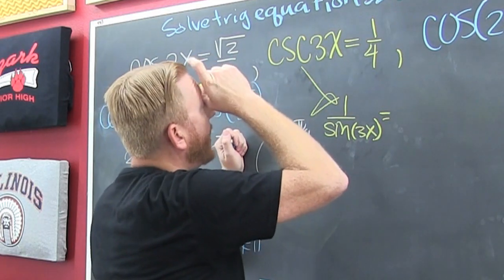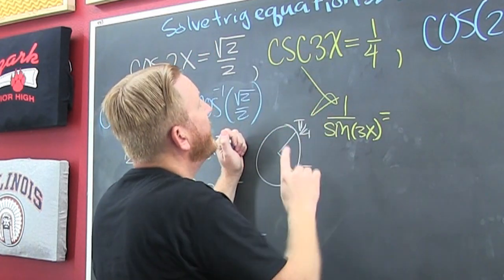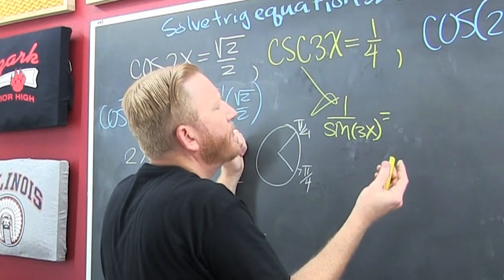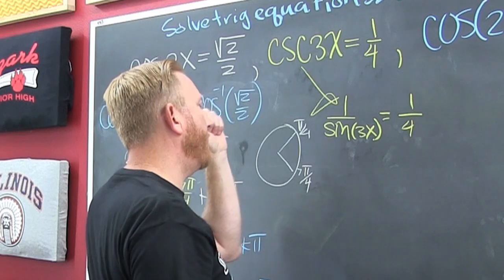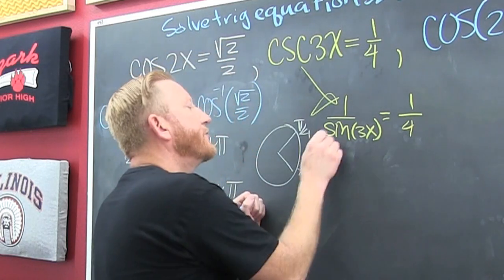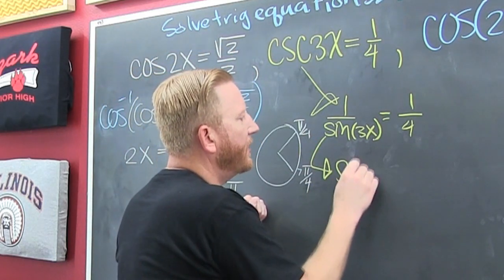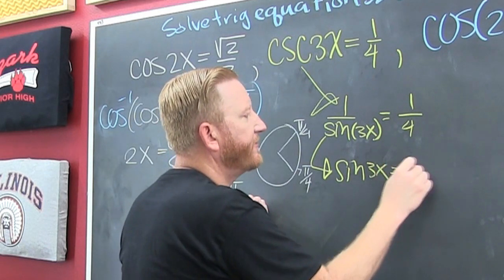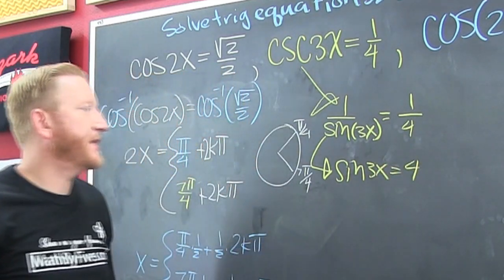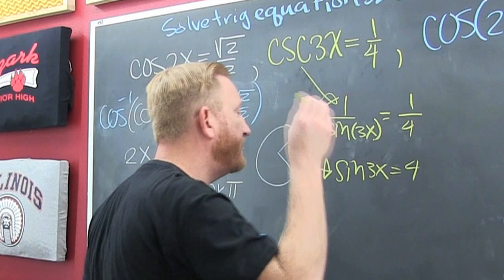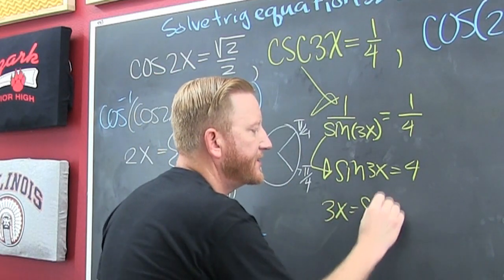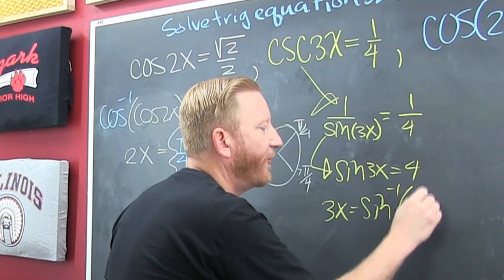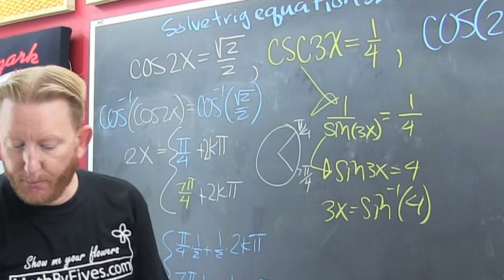We isolate. I guess I could have taken the inverse cosecant of both sides and that would have been fine, except you're probably not super comfortable with that. So then this is the sine of 3x is equal to 4. I reciprocate and then I inverse sine. So 3x is equal to the sine inverse of 4. And then you check with the calculator.